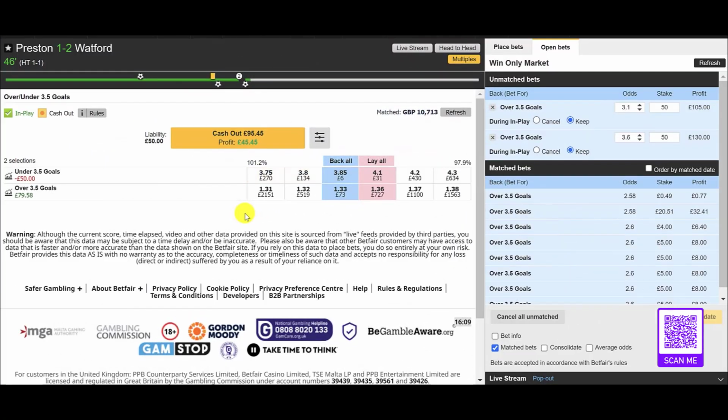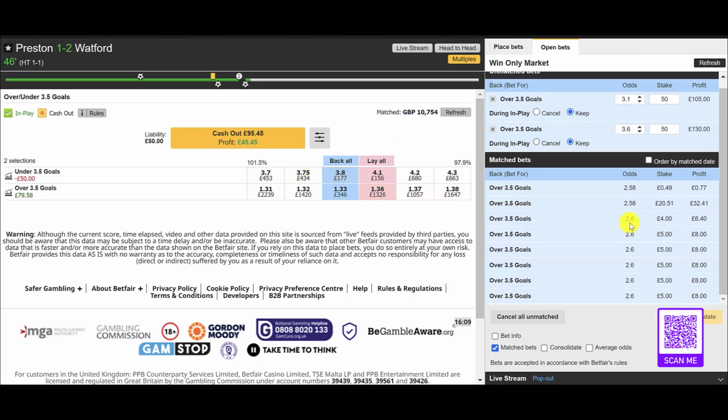So we're literally 1 minute into the second half, and we've had another goal. Okay, Watford have just taken the lead. Preston 1, Watford 2. Remember, we backed over 3.5 goals there at 2.6.